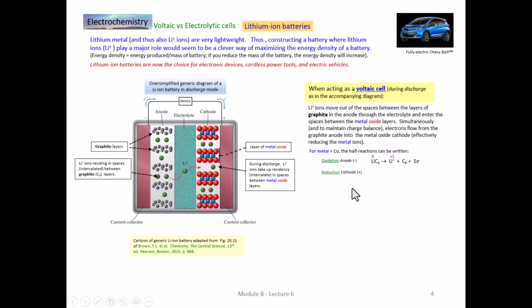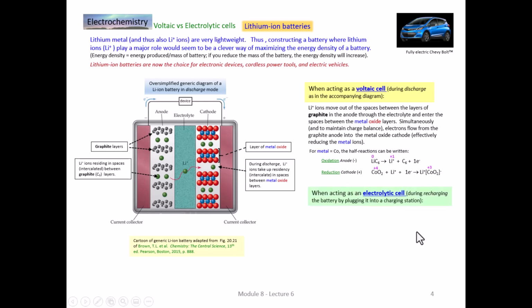Now, the reduction at the cathode would involve a lithium ion, of course, the electron that comes over from the left-hand side. And if we're talking about cobalt, a typical metal oxide involving cobalt would be cobalt 4 oxide. So we have cobalt 4 being reduced to cobalt 3. We've produced an anion here that's like one of our polyatomic ions, and it's now associated with the lithium ion that has come across from the left.